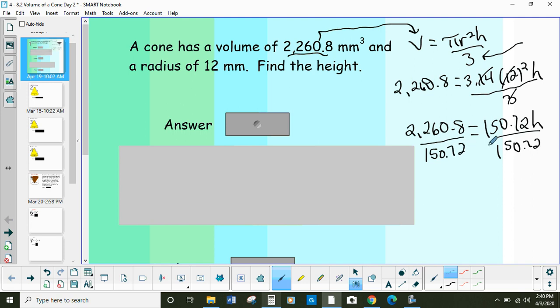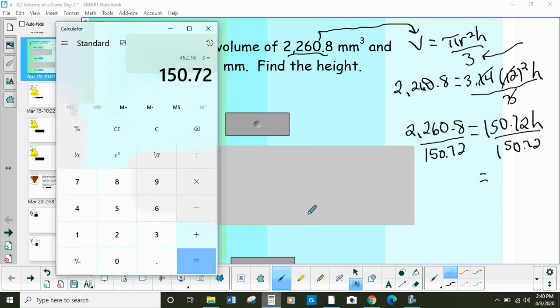You guys will just clear out your calculator and divide to get the height. But I want to show you a shortcut if you're interested. I know that to divide by a number is the same as multiplying by its reciprocal. So if I want to divide 2260.8 by 150.72, I can take the reciprocal, or just hit this button right here, and then multiply it by 2260.8. And no, you don't have to do it this way.